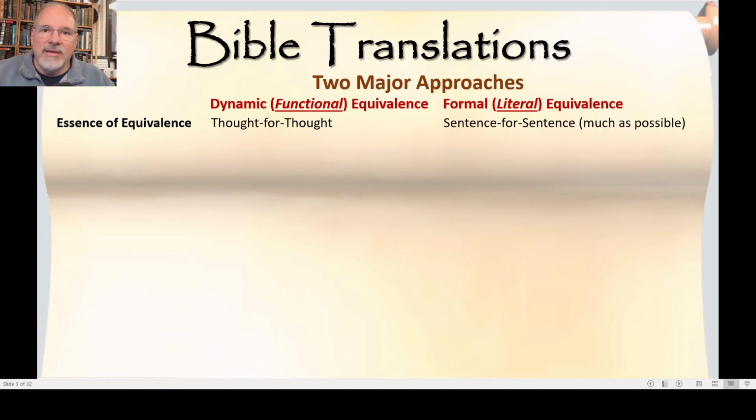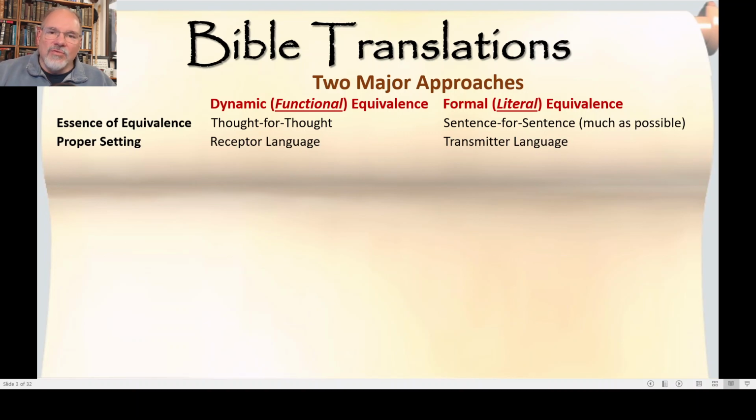For example, in Greek, you have 5 words for love. In English, you have one, love. I love my wife. I love ice cream. But they're obviously very different kinds of loves. But in Greek, they can separate them by different words. So it becomes very important to understand all this. The proper setting for each is different.